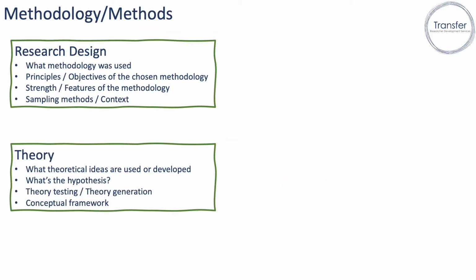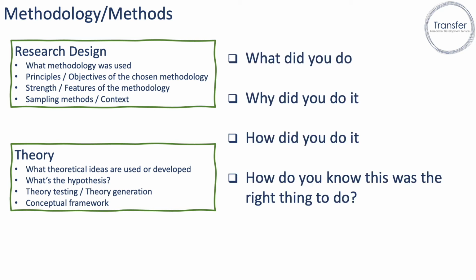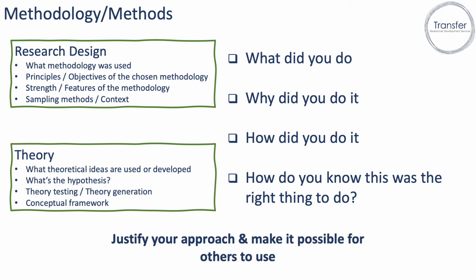When it comes to your methodology and methods part, you want to make sure that the reader knows what you did, why you did it, how you did it, and how did you know that this was the right thing to do. Make sure you also mention limitations and boundary conditions of your chosen methodology or method. Make sure you justify your approach and make it possible for others to use.